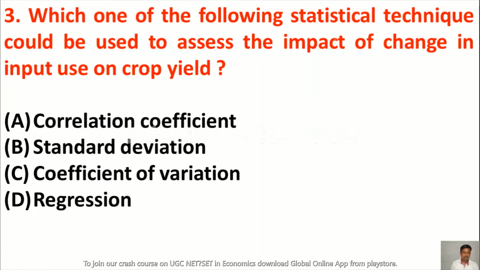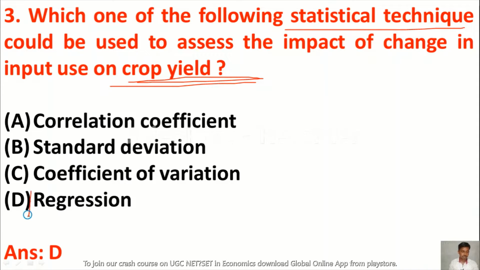Question number 3. Which one of the following statistical techniques could be used to assess the impact of change in inputs used on crop yield? Option A, correlation coefficient. Option B, standard deviation. Option C, coefficient of variation. Option D, regression. So here the right answer is option D, regression.